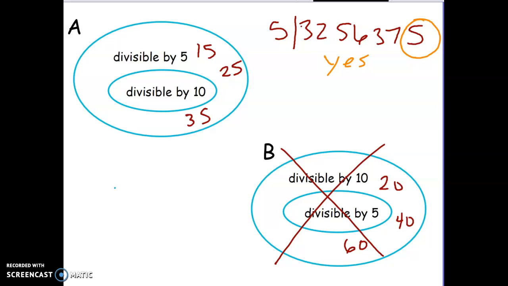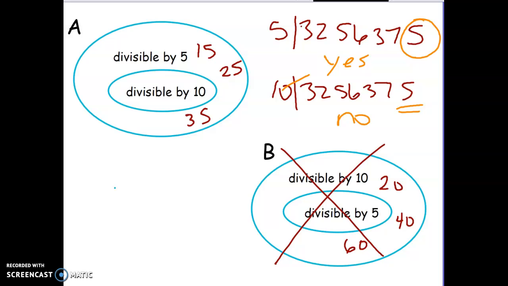Well, how about 10? Does 10 divide that number? And the answer this time is no. 10 only divides things that have a ones place of 0, and this one has a ones place of 5. So how about if we did it the other way?